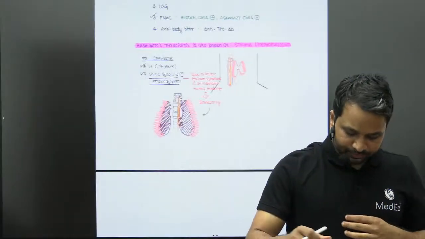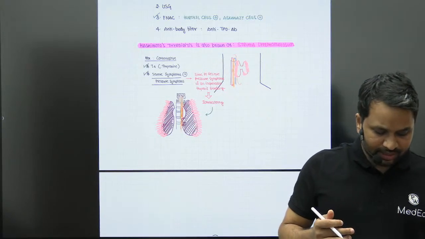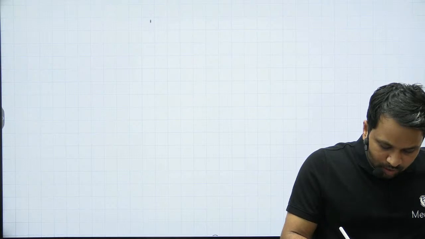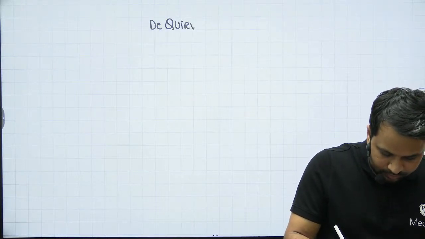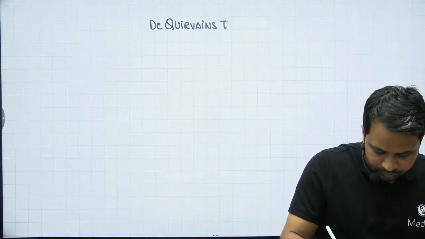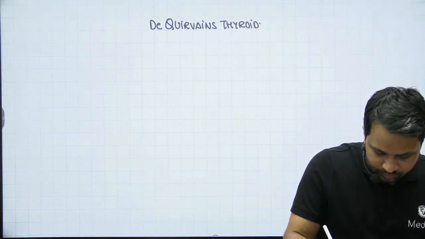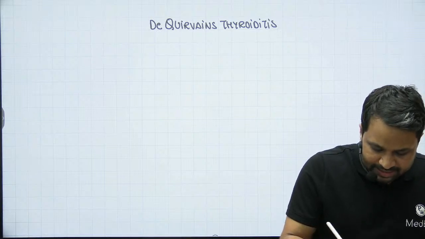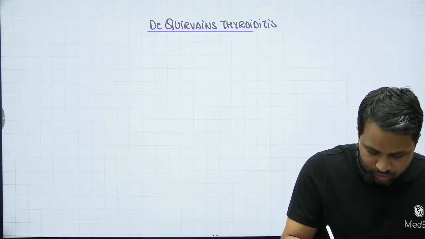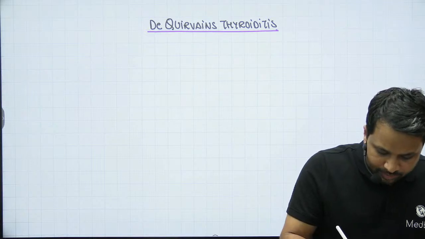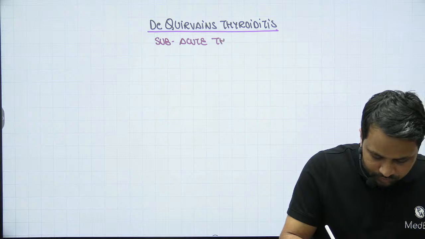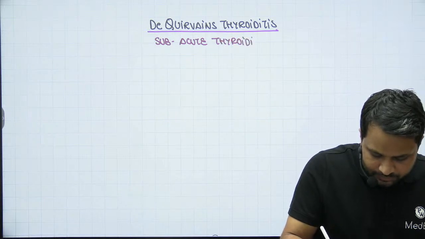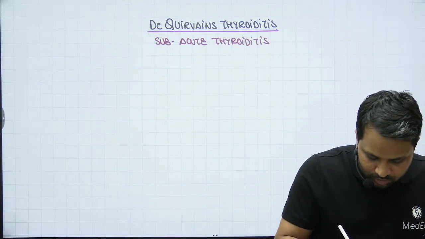Now, in the same way, we have another inflammatory thyroid swelling which is called De Quervain's thyroiditis. So let's see what happens in De Quervain's thyroiditis. De Quervain's thyroiditis is an example of a subacute thyroiditis.